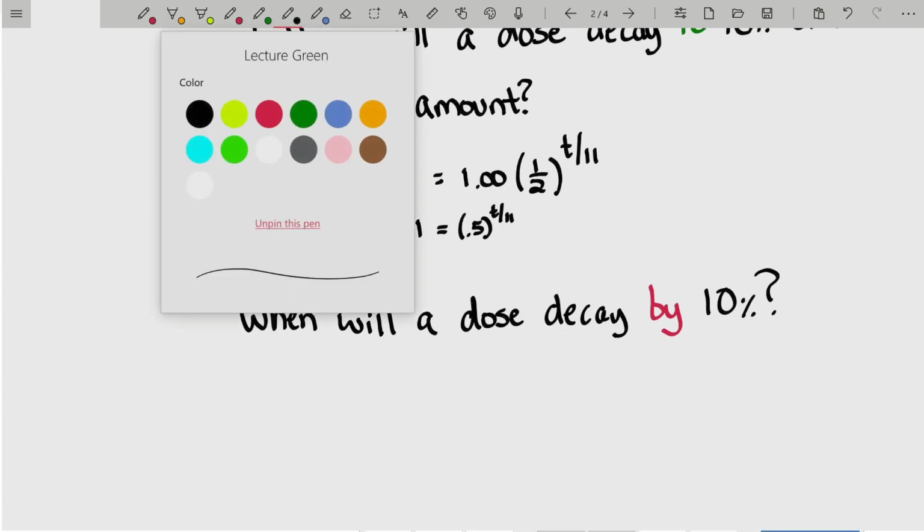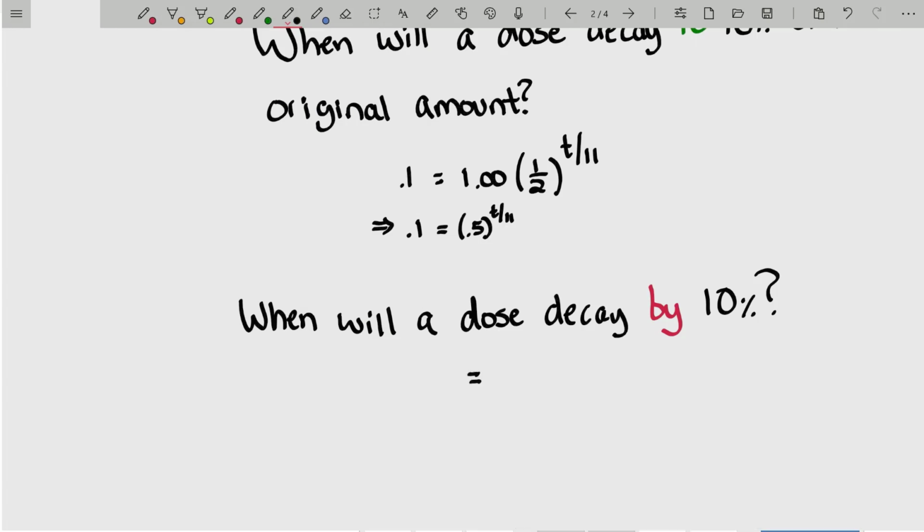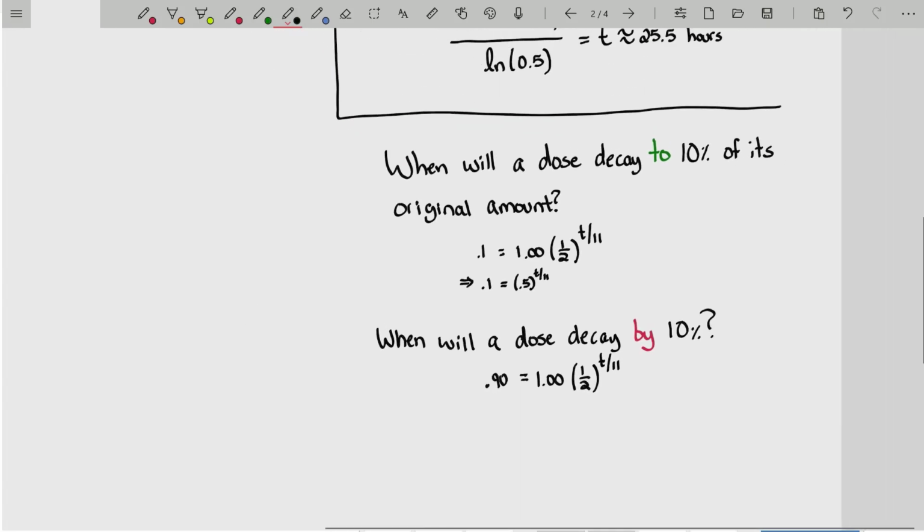And in fact, the setup for this one is, if your population started at 100% and it was decaying by half every 11 hours, days, hours, whatever it may be, you want to know not when is it equal to 10%, but when is it equal to 90%, because that's decaying by 10%. You've lost 10%, so you retain 90. So you want to know, when is my population 90% of what it originally was? So that's the difference between those two problems. I don't need to solve either of them, but I'm just saying that's the difference between those two problems.